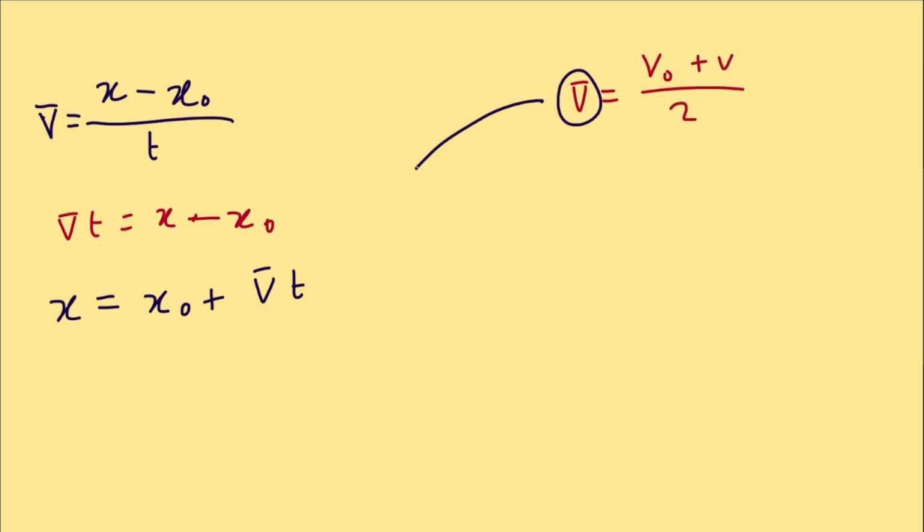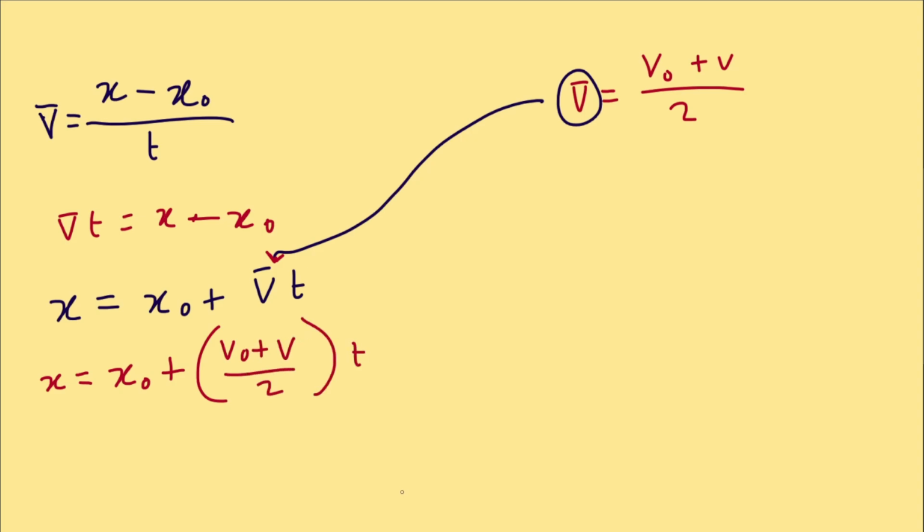We're going to plug this guy in right here. So that gives us x equals x0 plus (v0 plus v over 2) times t. Pay close attention here. We're going to plug in one more equation. I know it's a lot, but here, see this velocity.